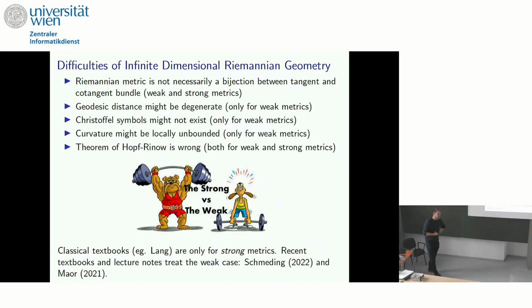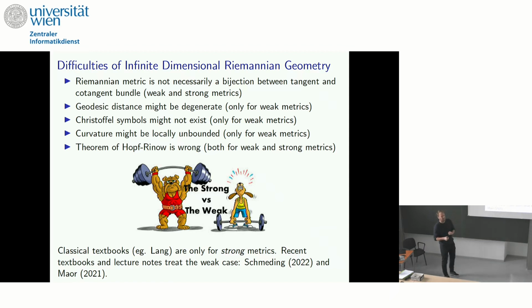Okay, so I said it's pretty simple to define an infinite dimensional Riemannian manifold. However, it turns out that many of the things that we are used to from finite dimensional geometry do not work anymore in this infinite dimensional situation. The first and maybe the most important distinction here is that in infinite dimensions there exist two different types of metrics. They can be either strong Riemannian metrics, which mirror in many ways the finite dimensional situation, or weak Riemannian metrics.